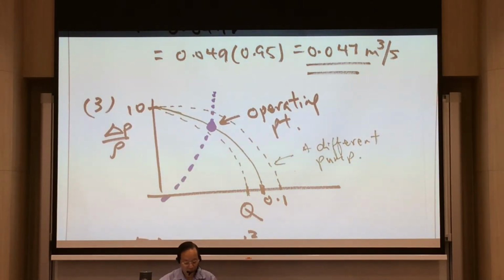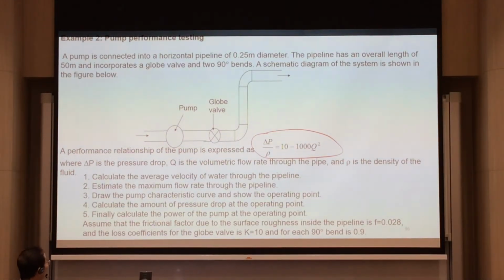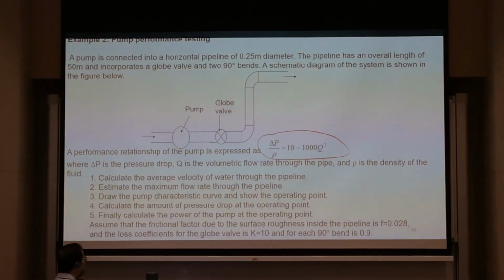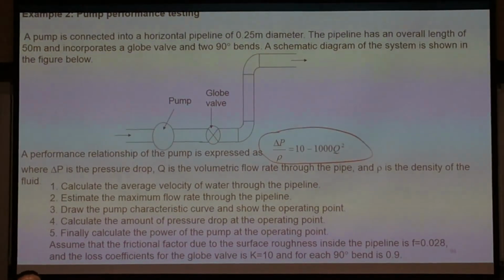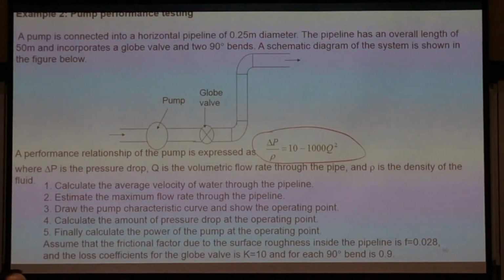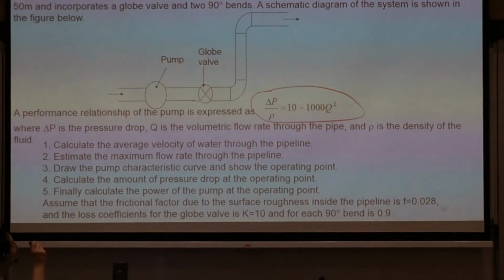So we went on to look at the question, and we have calculated the amount of pressure drop at the operating point. We have also calculated the power of the pump at the operating point. So what is the power of the pump? The power of the pump is basically the flow that it produces times the delta P across the pump, or the delta P that the pump can produce.